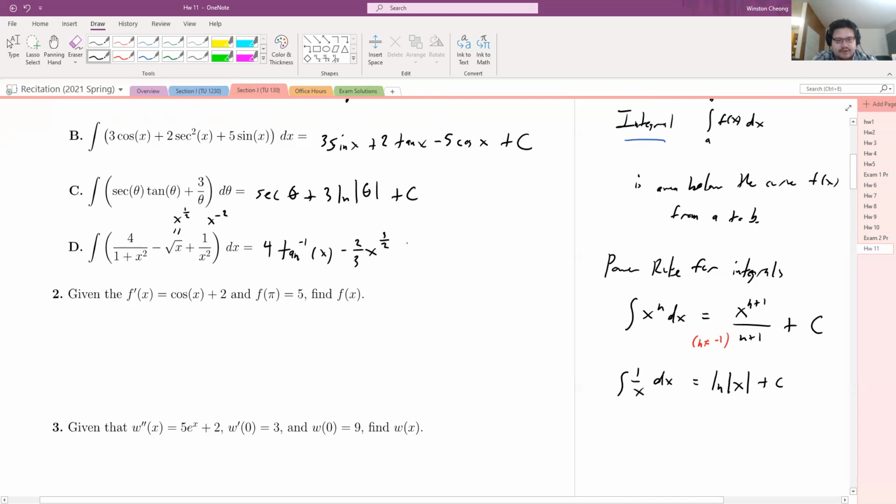And this x to the negative second, when we add 1 to it, it's going to be x to the negative 1 divided by negative 1, which is the same as just multiplying by negative 1. And then we plus c. Okay. Are there any questions so far?